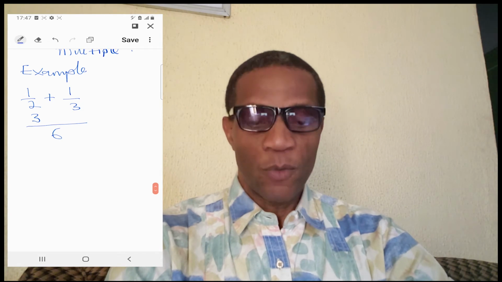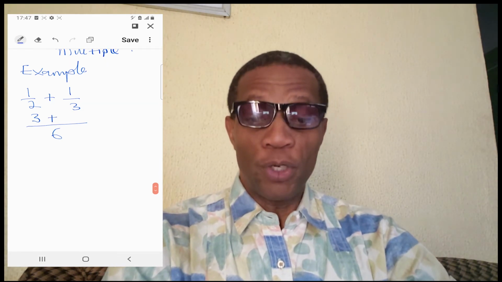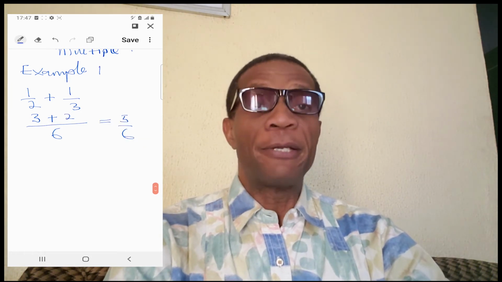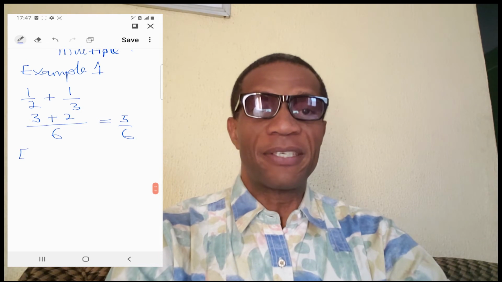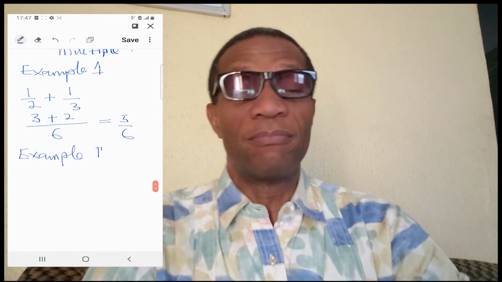We now put the plus sign. Now use 3. How many times can 3 go into the LCM? That's 2, so we write 2. So writing it out, you now have 3 plus 2 divided by 6, which is 5 over 6. That's a simple example on addition of fractions.